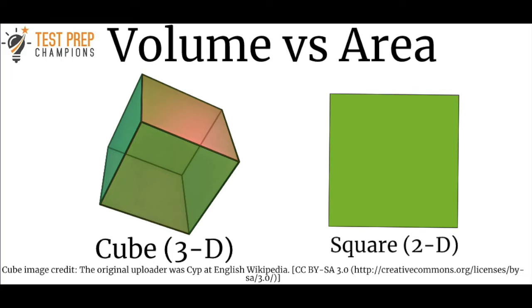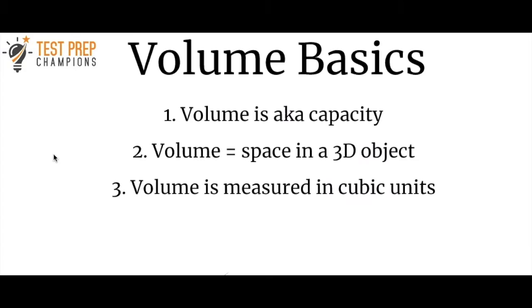So simply put, a volume is a measure of the space inside of a 3D object like a cube, and area is a measure of the space in a 2D object like a square. So volume, think 3D, area, think 2D. If you're taking notes here, you'll definitely want to put this down in your notes.